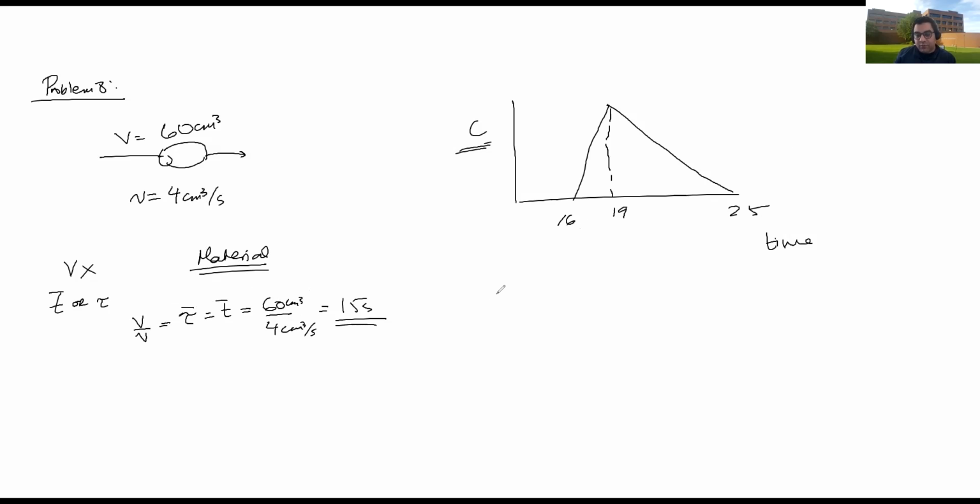So I need to get the tau average from this chart. It's the average time from this chart. It's basically the point at which the areas on both sides of this curve are equal, right? And here you have to use some of your, I don't know, SAT geometry, I guess.